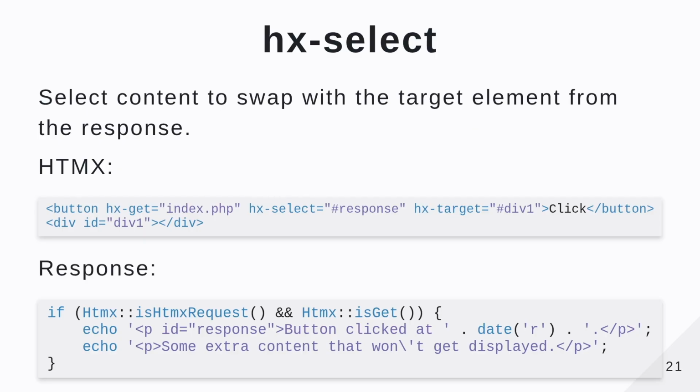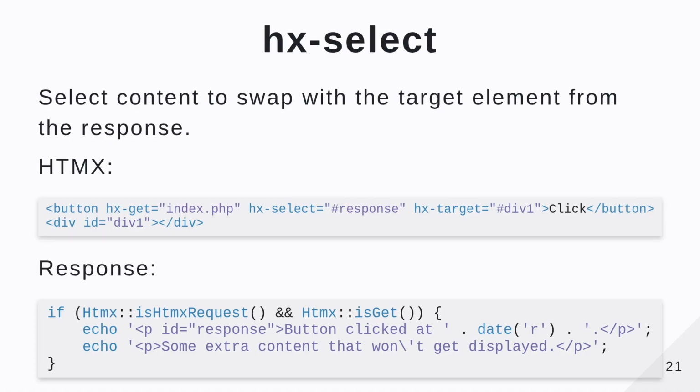HX select is another one of these elements, and this is where Drupal is kind of required with the HX select. So we send a request, we get a response, and HX select allows us to pick from that response what we want to put into our page. So we've said ID of response here, which means that anything with the ID of response in the page will get picked up and put into our div tag. The secondary P there won't get displayed at all, it will just get thrown away.